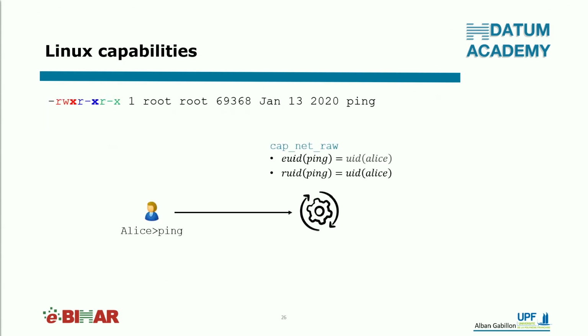This figure illustrates what I have just said. The ping program is no longer setuid root. If Alice runs it, the created process holds the CAP_NET_RAW capability. If you have access to a Linux computer as the root user, you can easily reproduce this experiment.